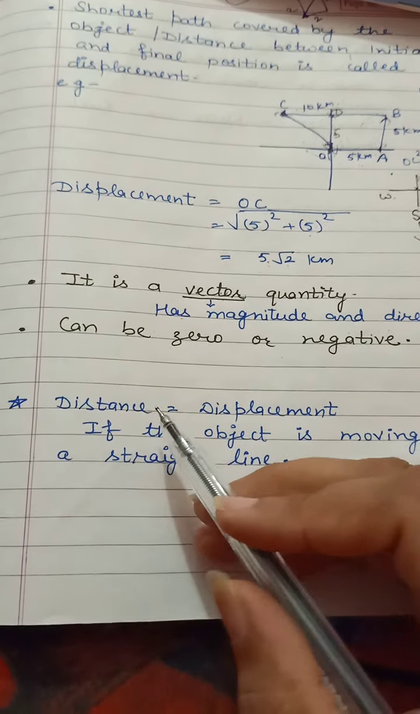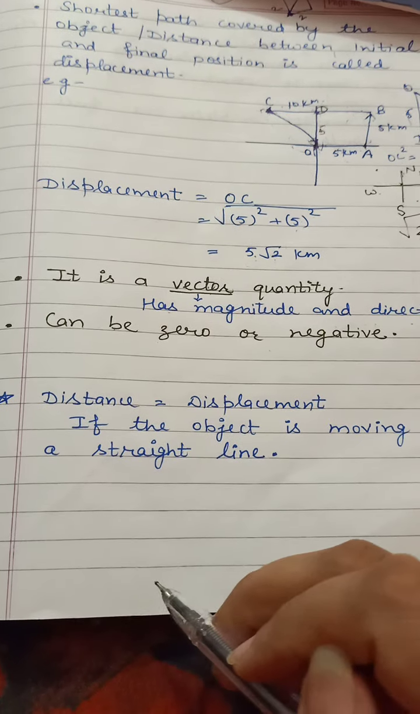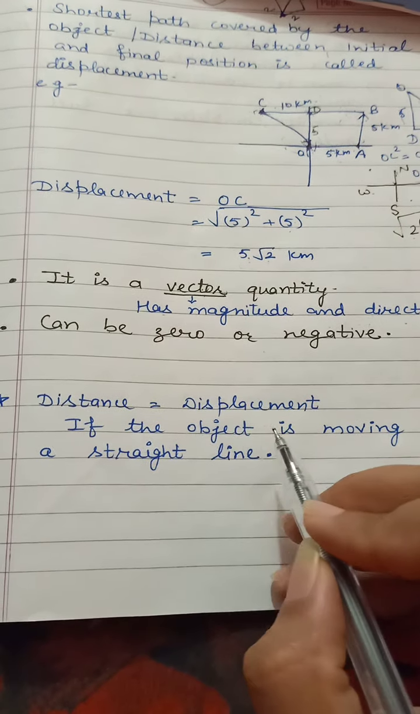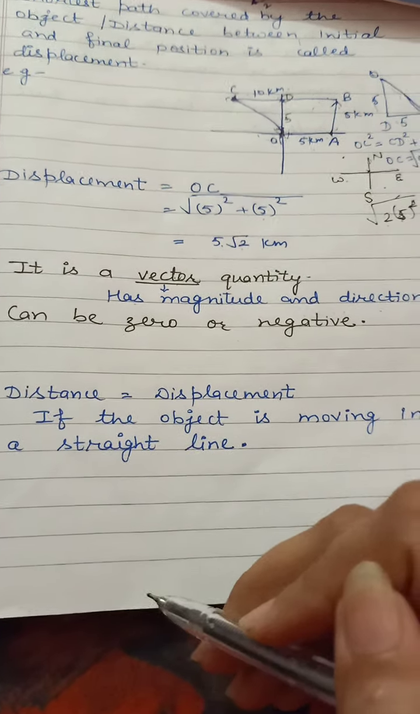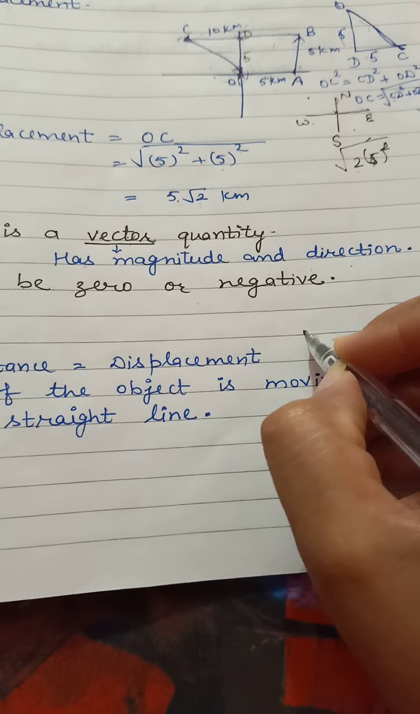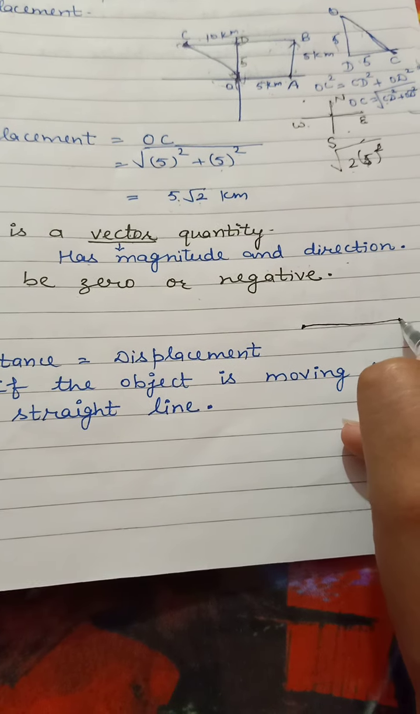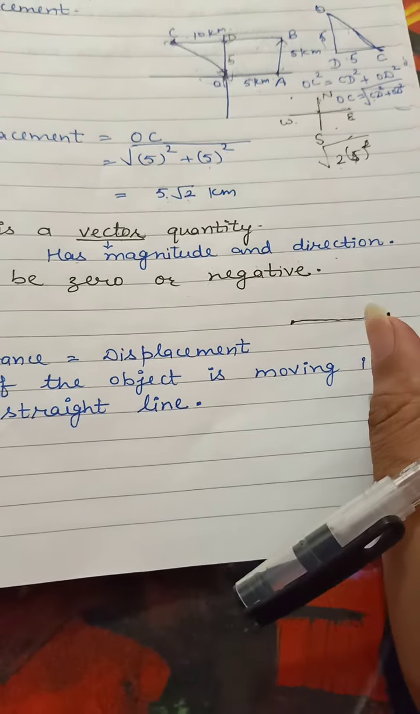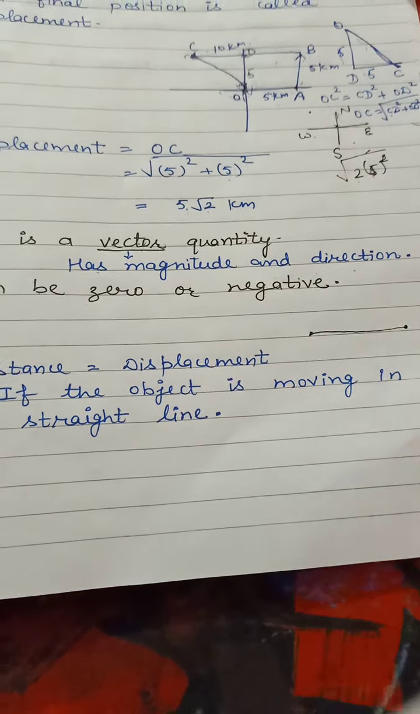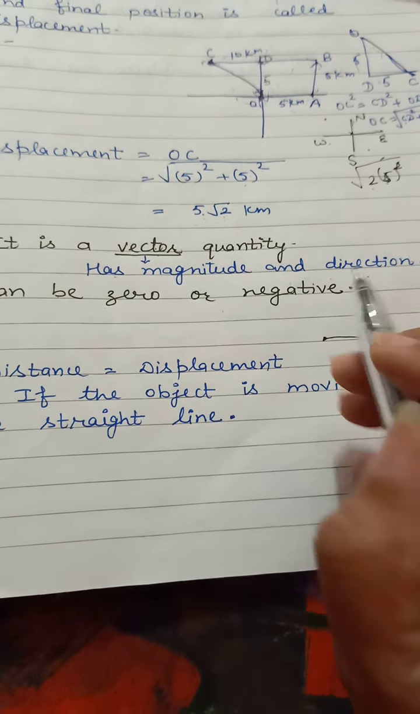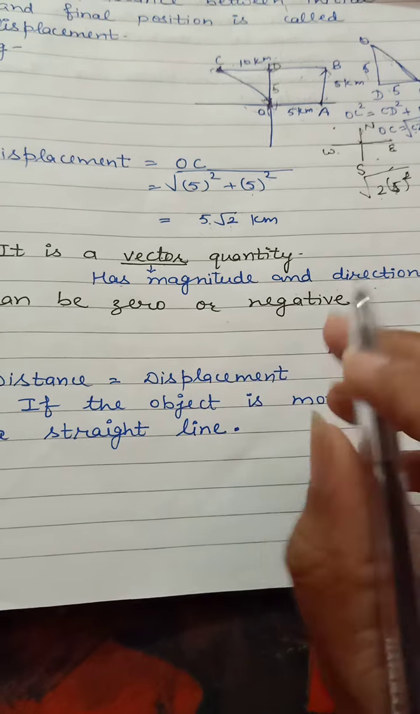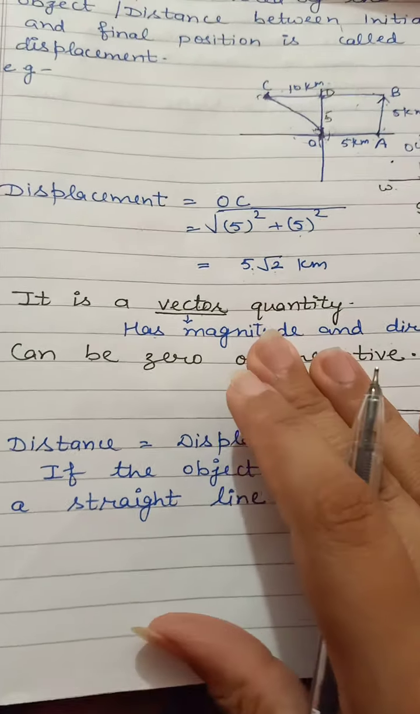One more important point: distance can be equal to the displacement if the object is moving in a straight line. If the object is moving from this position to this and it is not changing its direction, that means it is continuously moving in a straight direction. At that time, the distance and displacement will be equal. We can take one example.